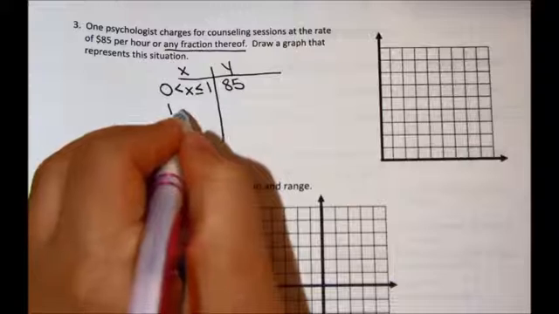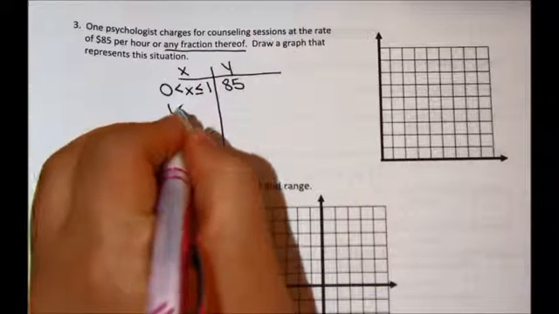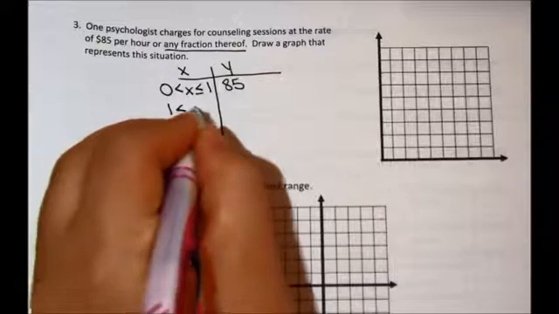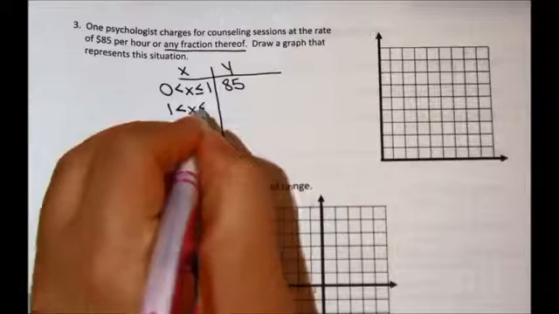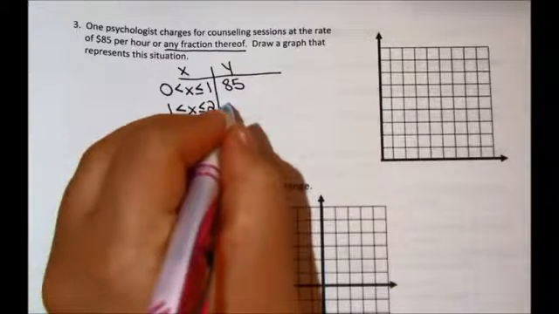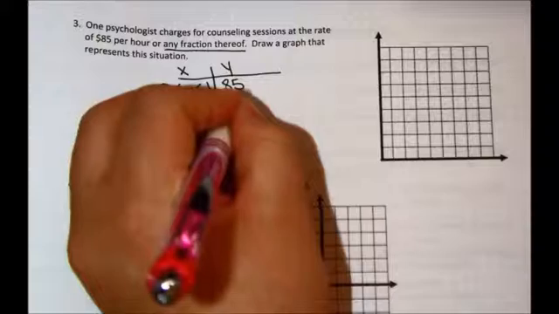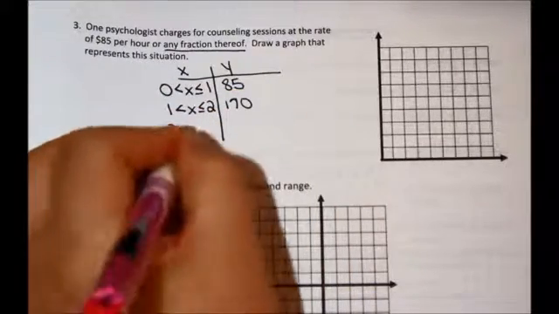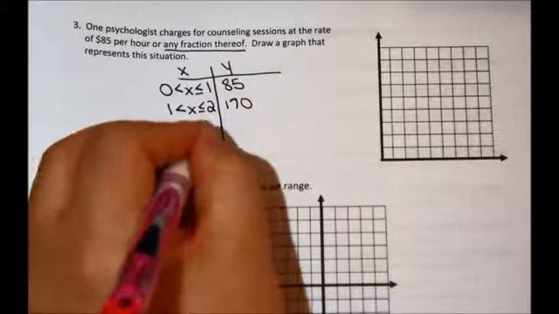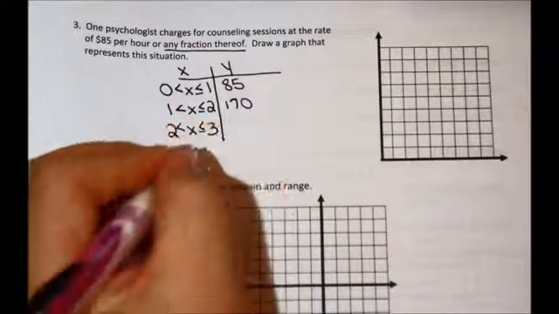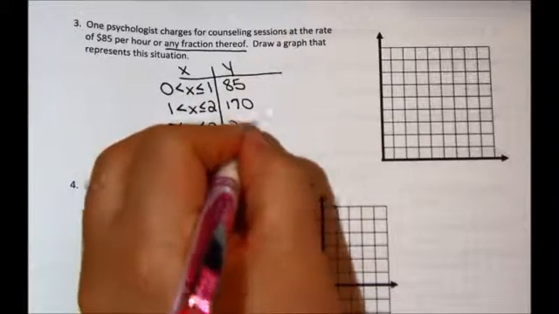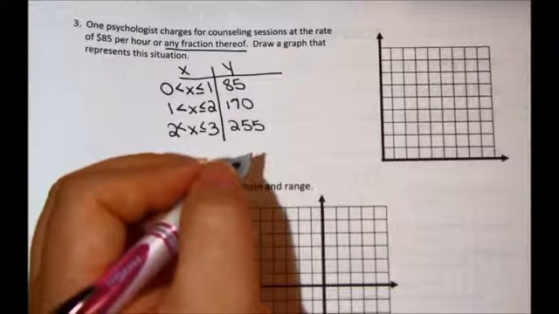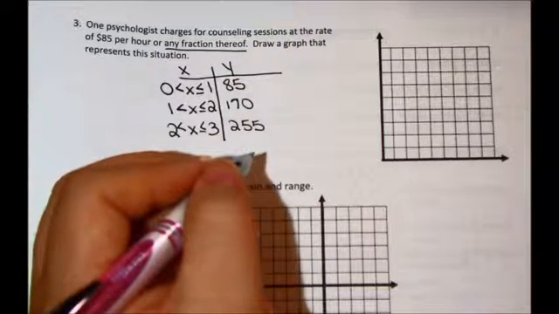If I go just a little bit over 1 hour, the psychologist is going to charge me another $85. So from just above 1 all the way to where x is at 2, I'm going to then pay $170. If I go just above 2 all the way up to 3 hours, the psychologist will charge me $255. This is probably enough points for me to be able to recognize a pattern on my graph.